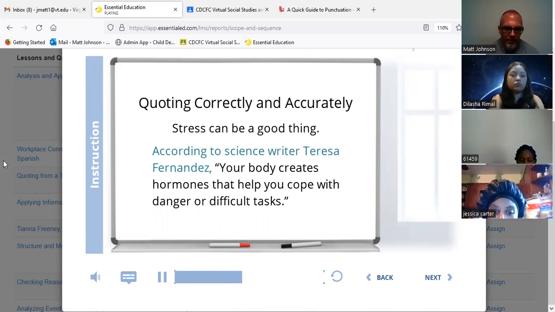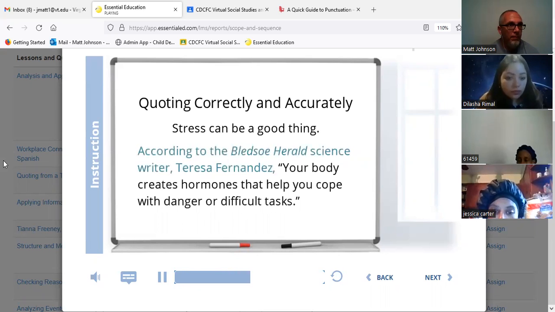This kind of introductory phrase works best if the reader already knows the author. If I haven't mentioned Ms. Fernandez or her newspaper yet, I can use a longer introductory phrase. Maybe something like this. Now the reader knows what newspaper Ms. Fernandez writes for.